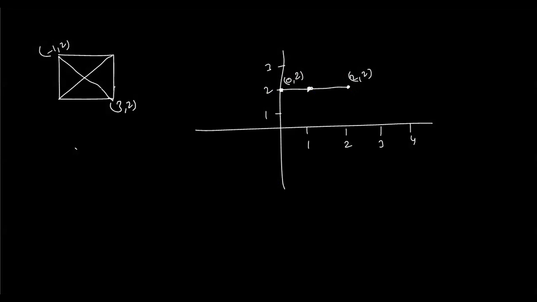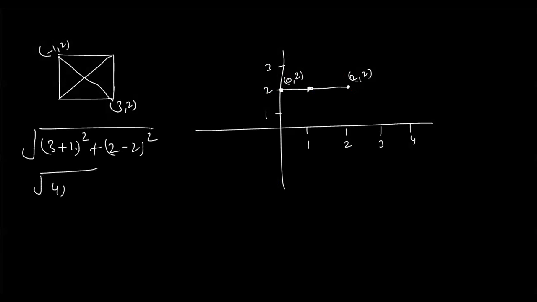So first you can easily calculate the distance of these two. You will write here (3 plus 1) whole square plus (2 minus 2) whole square, under root. So you can write under root of 4 square, that would be under root of 16, and you can write here 4. Okay, got it. So 4 is the distance between these 2 points.